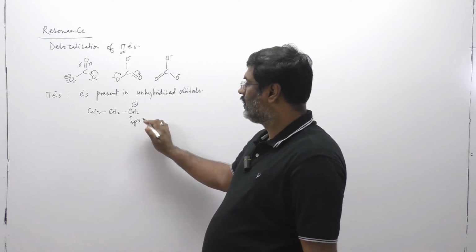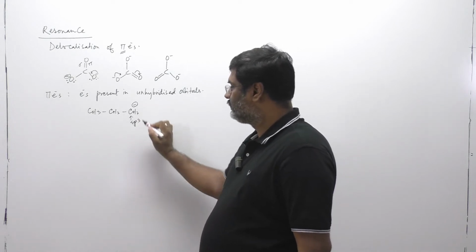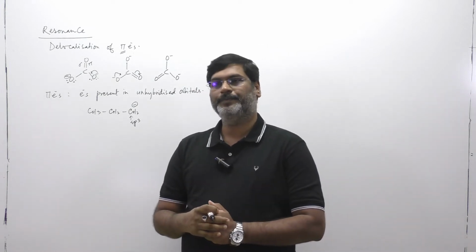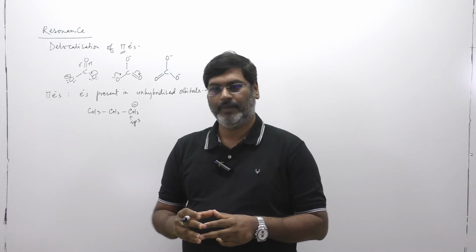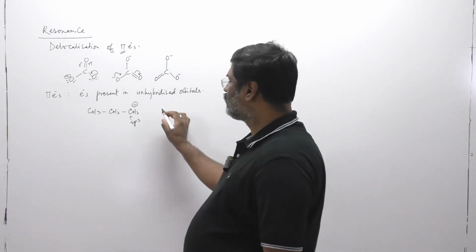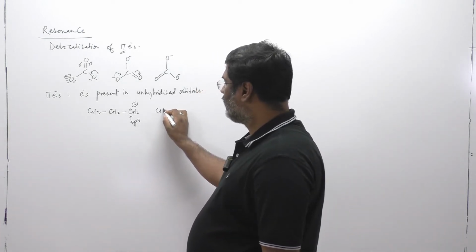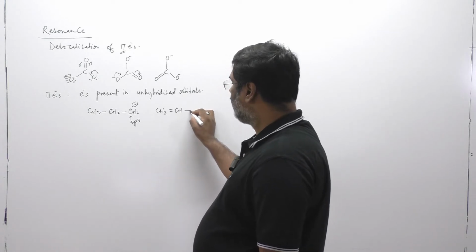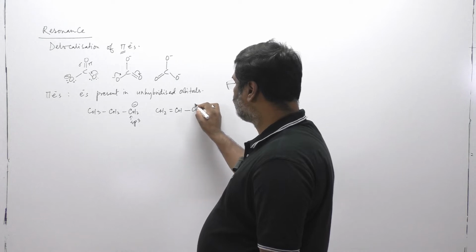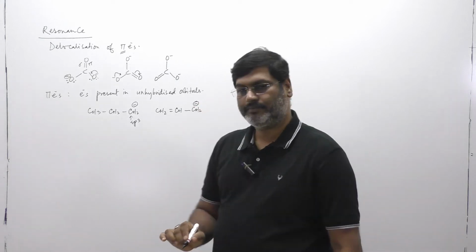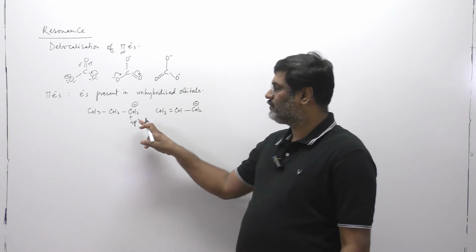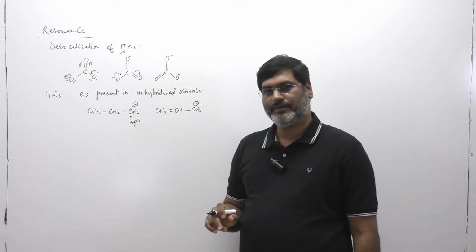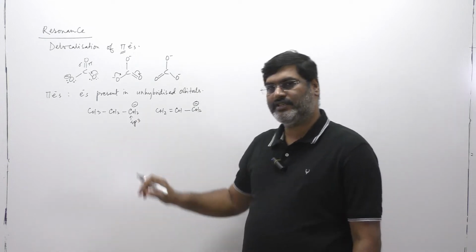Here we get negative, so its hybridization is sp3. Fine. Now I change the situation. I write here CH2 double bond CH, and here the CH2 minus. Here we have CH2 minus. Here I say the hybridization is sp3.